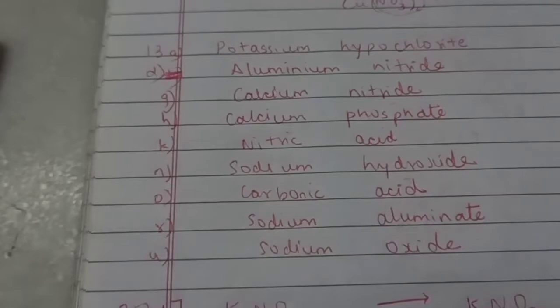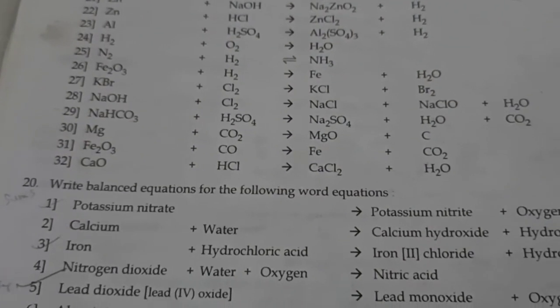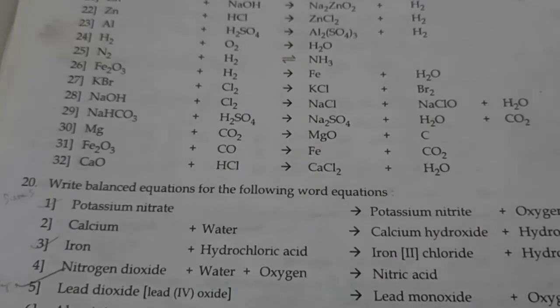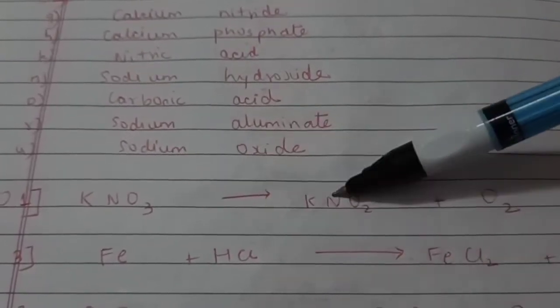Next, let's do the 20th sum, balancing equations. Now in this question, the word equations are given. So first of all, we have to convert it into a chemical equation using formulae. So potassium nitrate gives you potassium nitrite plus oxygen. So if you know the valencies, you will realize that these are the formulae to write.